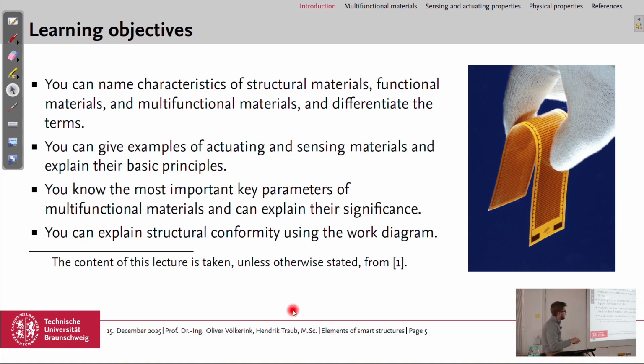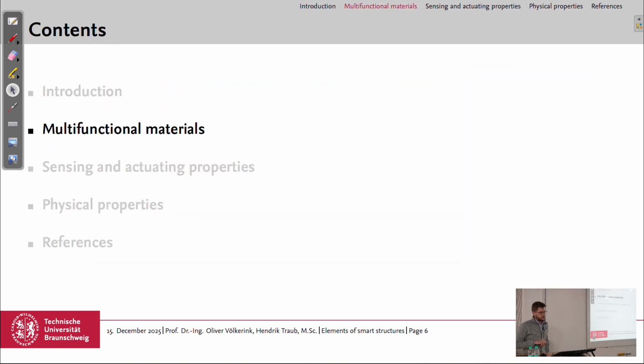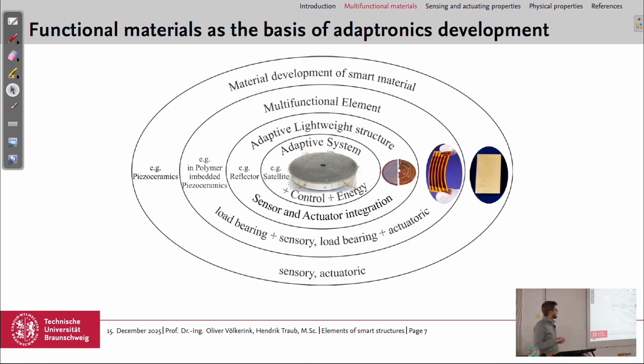And here you can see a piezo composite transducer, a rather thin one, which is applied to these small CFRP beams we have here on the desk. Coming back to the elements of smart structures, we are here at the material level now. So the most basic element, so to say.